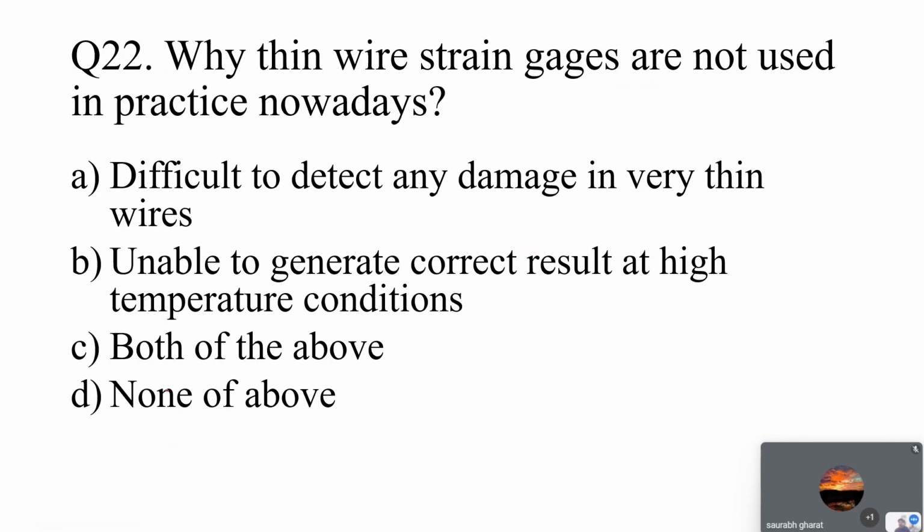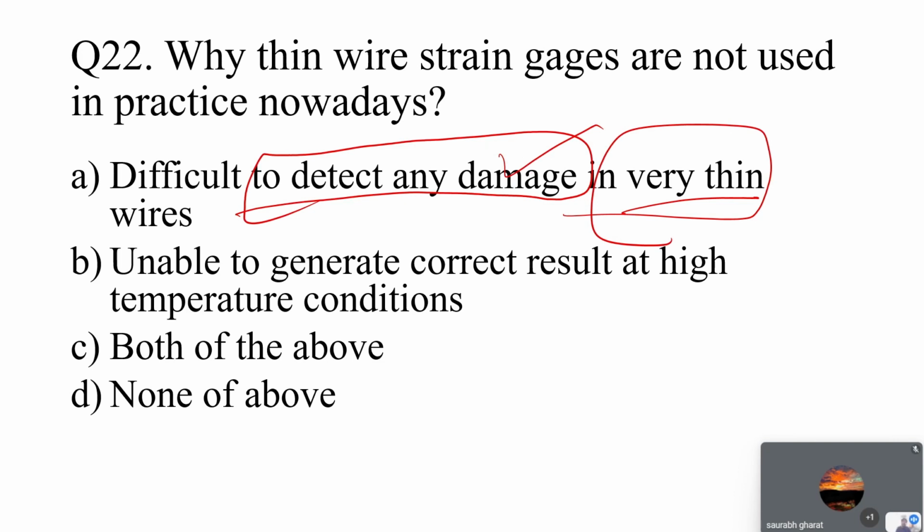Now we have some more problems. Why are thin wire strain gauges not used in practice nowadays? You were told that it is very thin. So what will happen? It is very difficult to detect any damage in it. Okay, this is the correct answer. Because of the thinness, we can't tell whether damage is present or not.